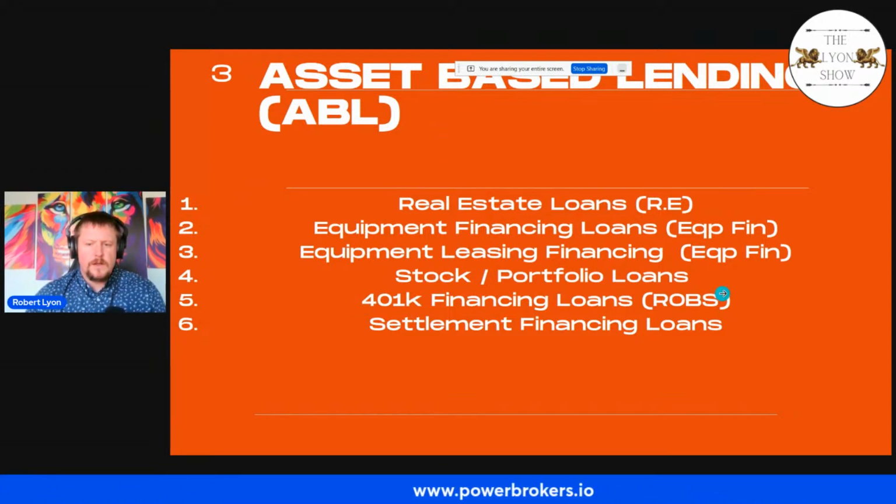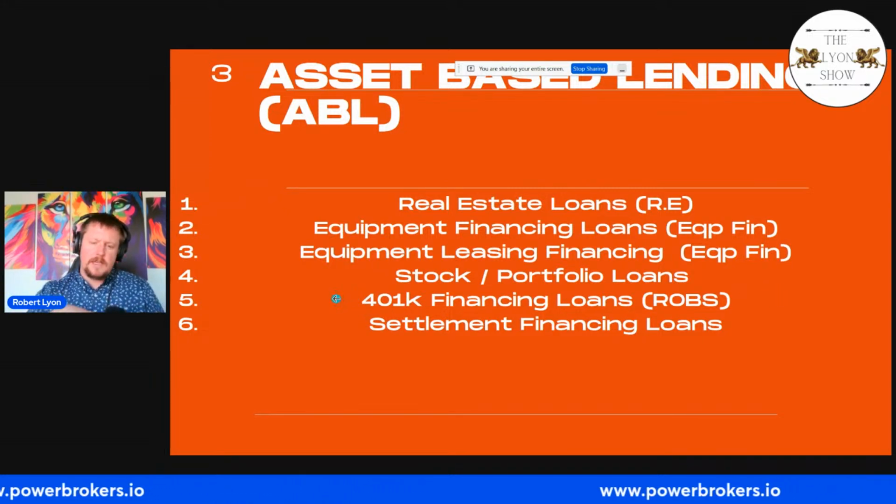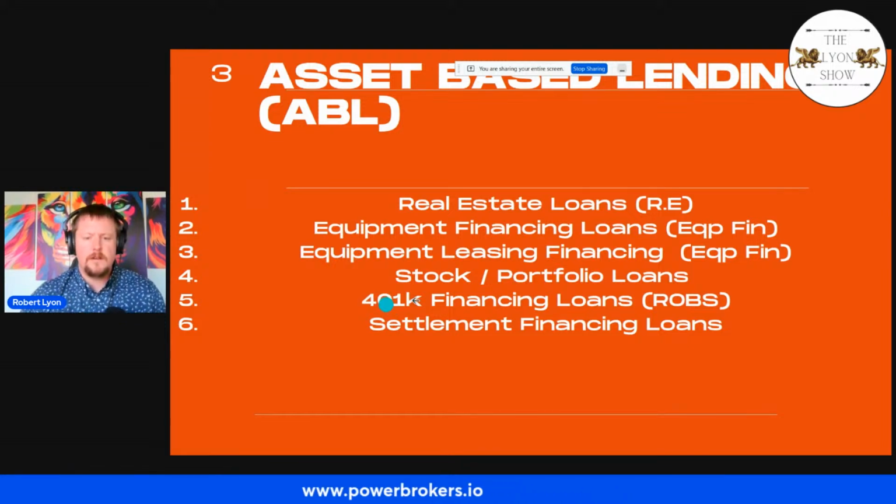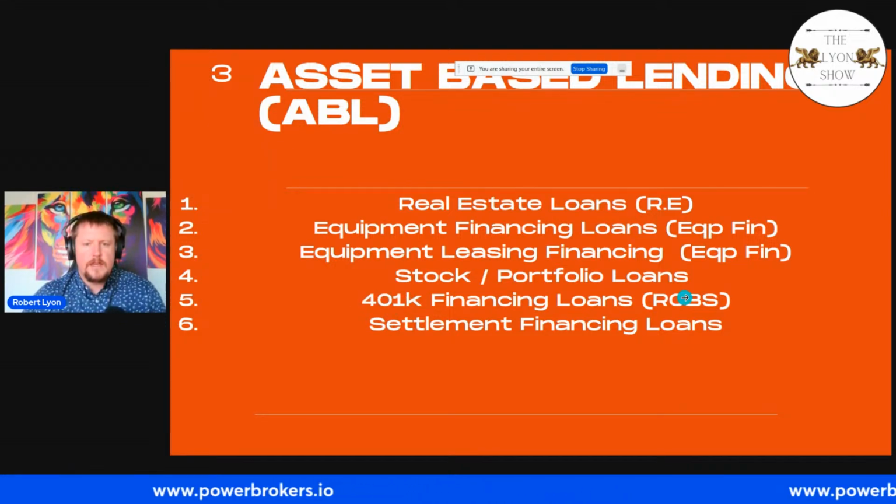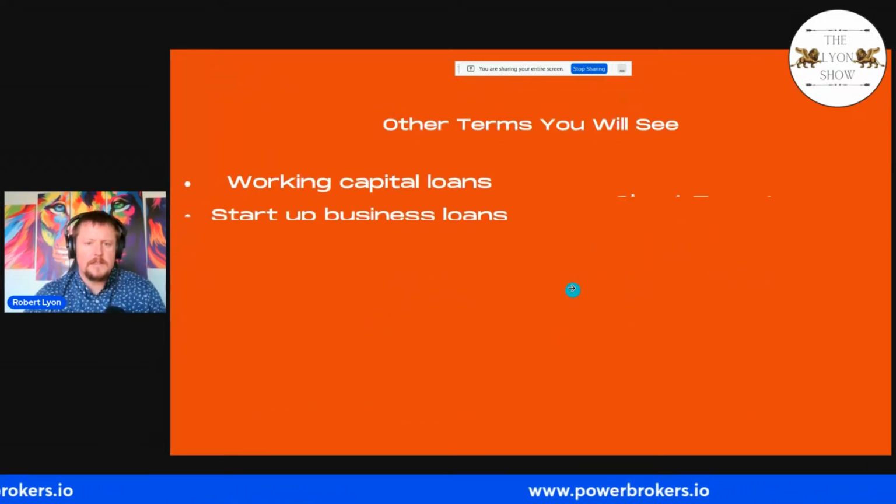Same thing with a 401k. Let's say you have a large 401k because you've been working forever and you don't want to pull it out because you will get hit with a penalty. Well, you can actually get a loan or a line of credit against your 401k. And this is what an asset would be. And then settlement financing loans is like for paying your lawyers if you're getting sued or something along those lines. So we're going to get into that.